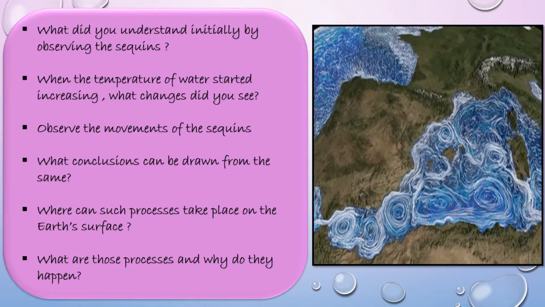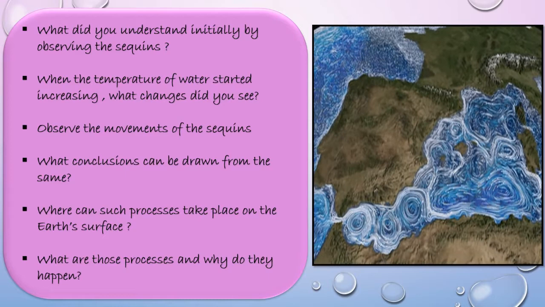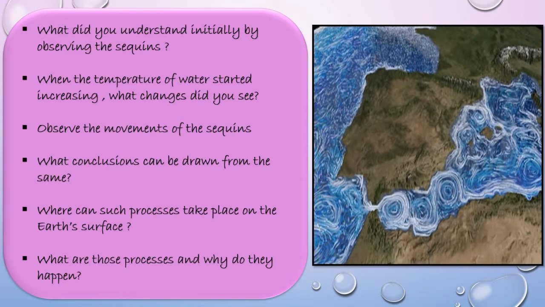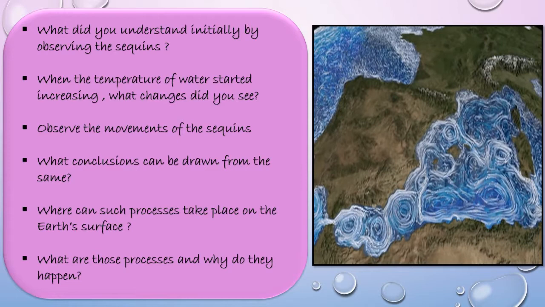Observe the movements of the sequins. The sequins started moving in a circular motion. What conclusions can be drawn from this? It can be concluded that there is a movement of sequins because of the flow of water. Where can such a process take place on the Earth's surface? Such a process can take place in the oceans.